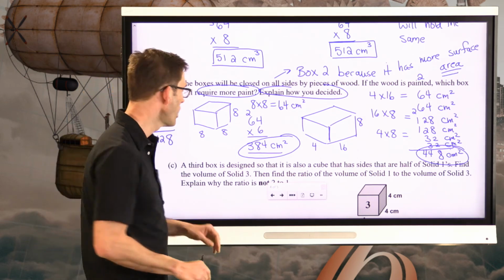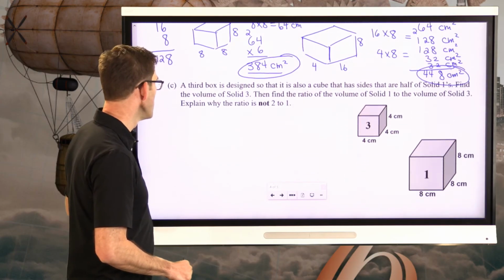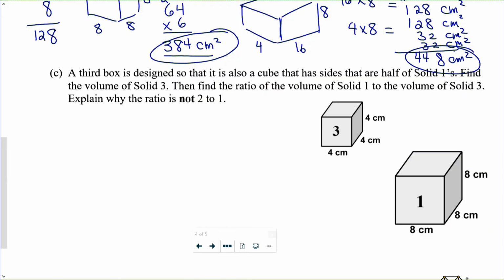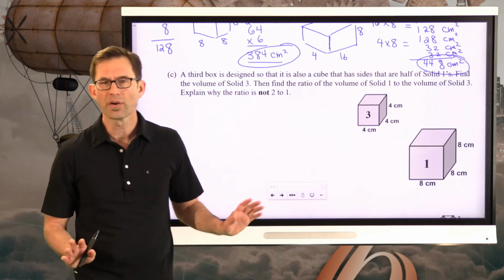All right, let's take a look at one last one. Letter C. A third box is designed so that it is also a cube that has sides that are half of solid 1's. Find the volume of solid 3, then find the ratio of the volume of solid 1 to the volume of solid 3. Explain why the ratio isn't 2 to 1. All right, so a very simple idea.